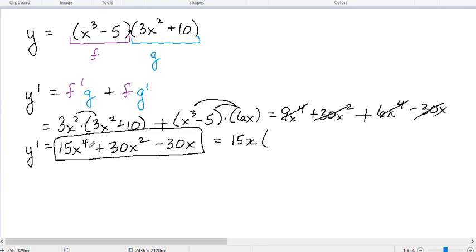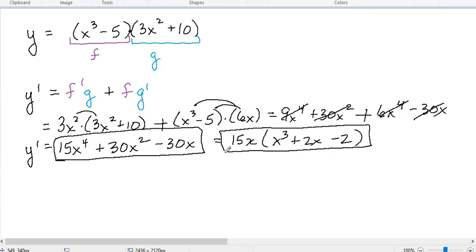No. But if you wanted to, 15x common here would leave an x cubed. 15x pulled out there would be plus 2x and minus 2. WebAssign will take both formats, but again, this one's harder to work with. So we don't usually simplify it to this factoring point. We keep it expanded out. Now, just for the record, you have options here. So this could be done with the product rule, and here's your answer for the derivative.